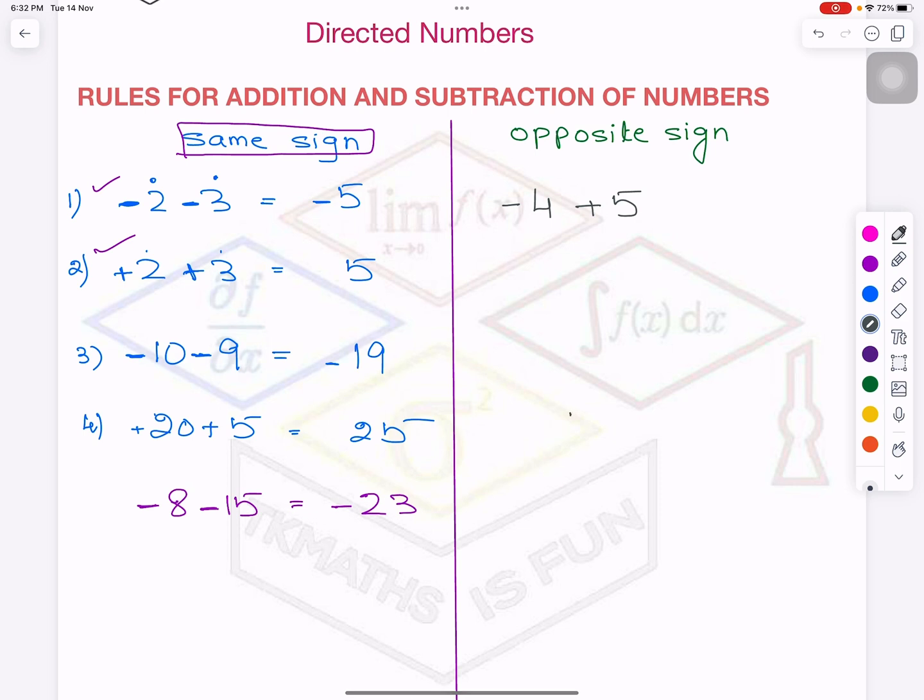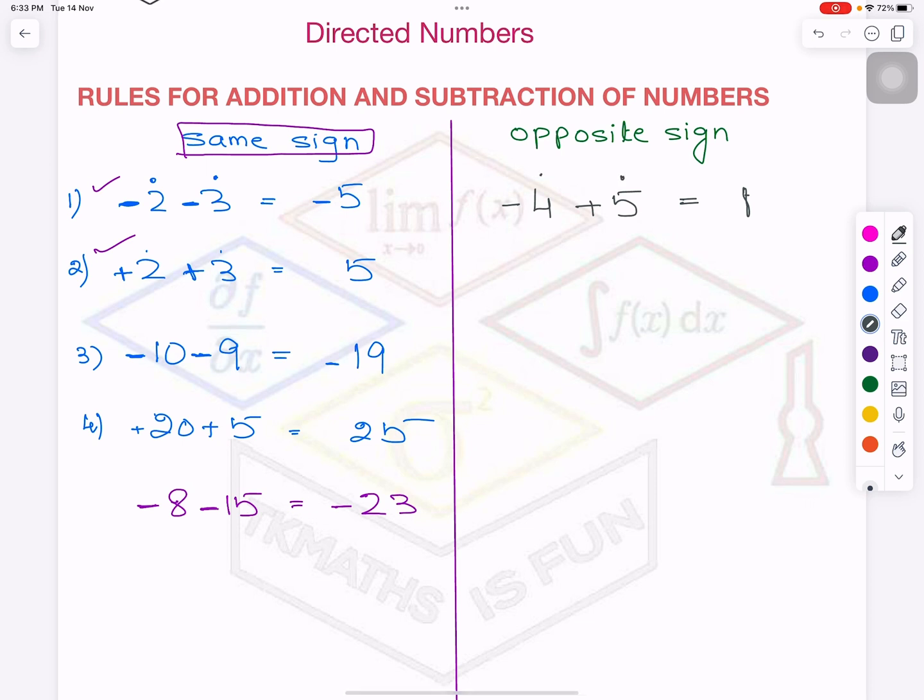So what will you do? You will subtract the numbers, like you know. So it will come 1 here. But the problem is which sign I will use with 1. Will I use plus or minus? How do we decide that? If you know it, wonderful. If you don't know, let me explain. When the signs are opposite, one minus, one plus, you will always subtract the numbers. 5 minus 4 is what? 1. Now which sign will you use? That is important.